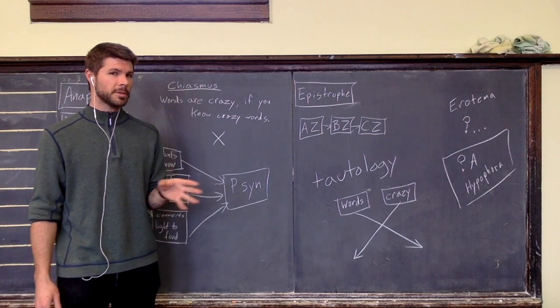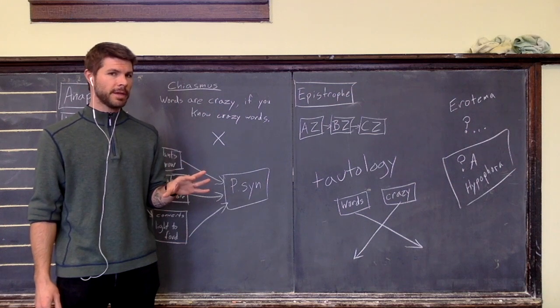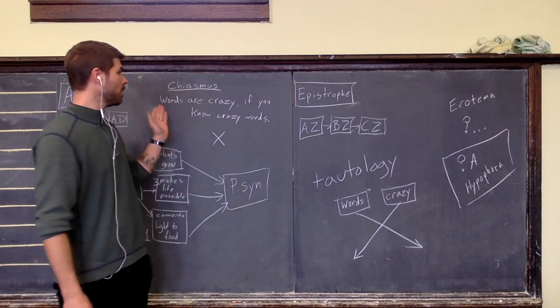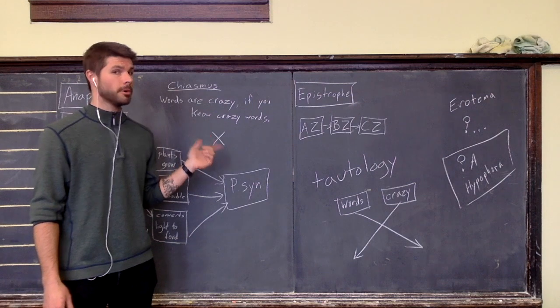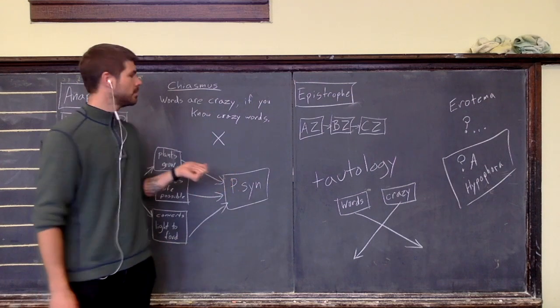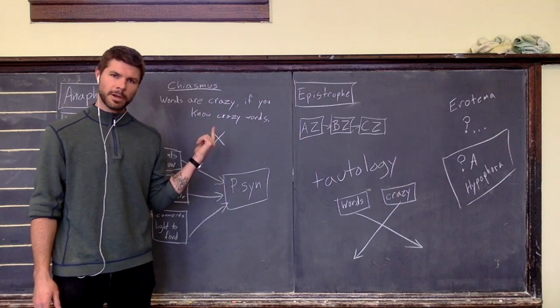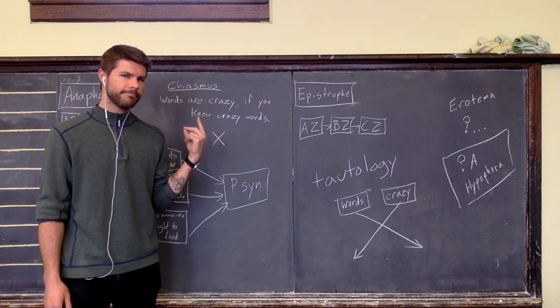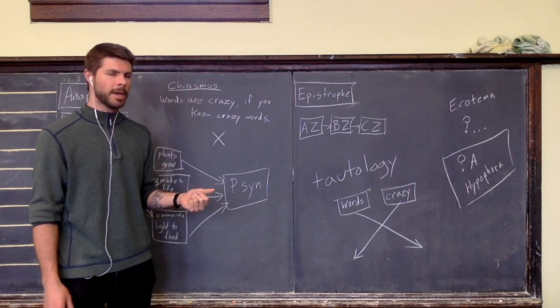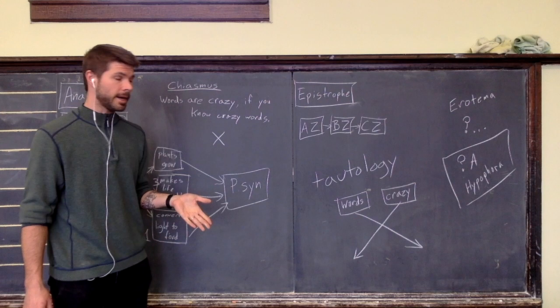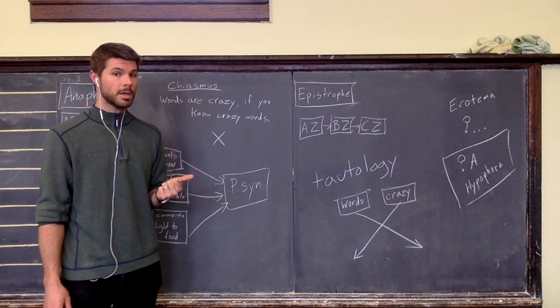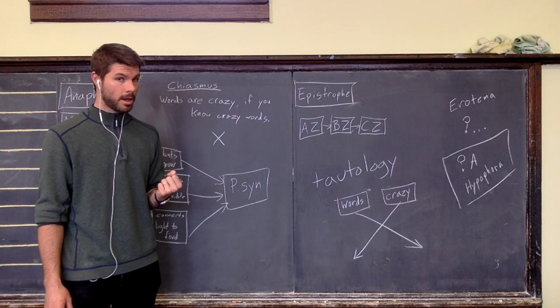Somebody said something about words being crazy, and I threw up here, "words are crazy if you know crazy words," which is a chiasmus. It's not great, but I'm just spinning an example off the top of my head. The structure of chiasmus is AB, BA.